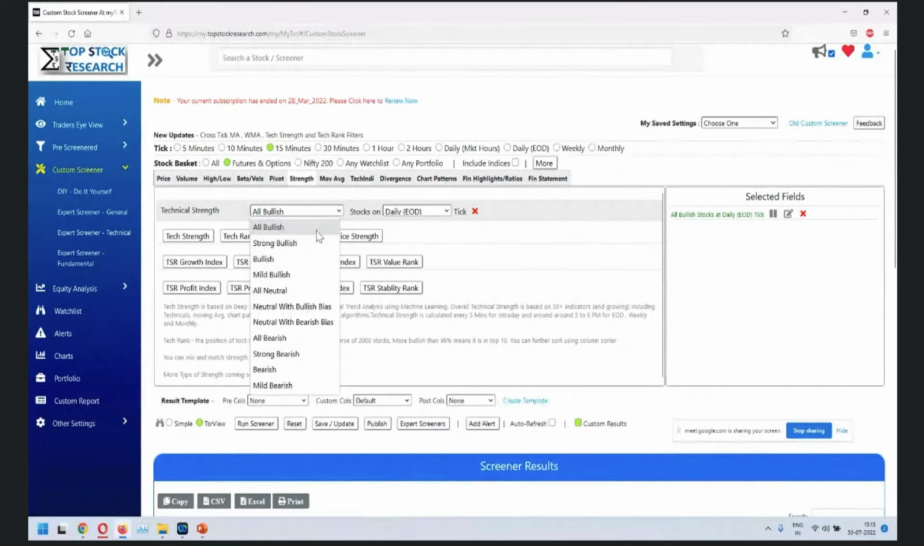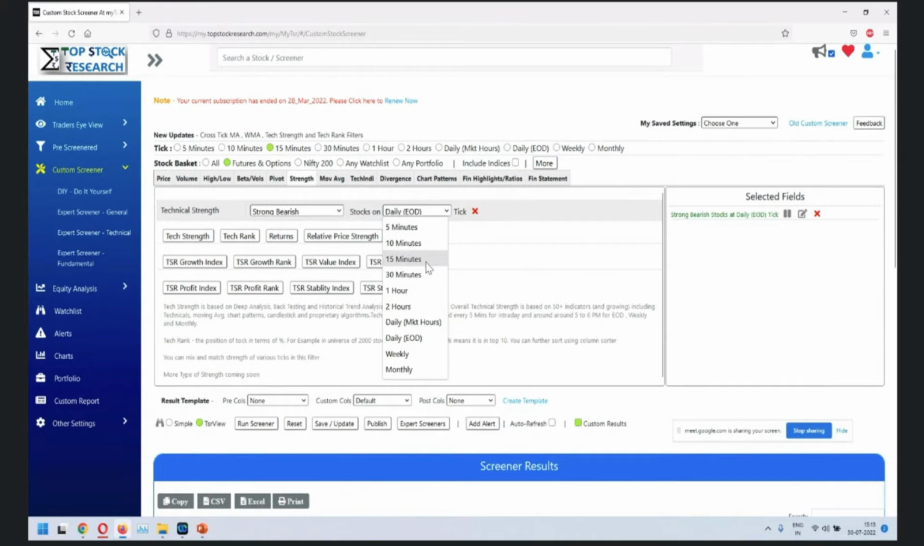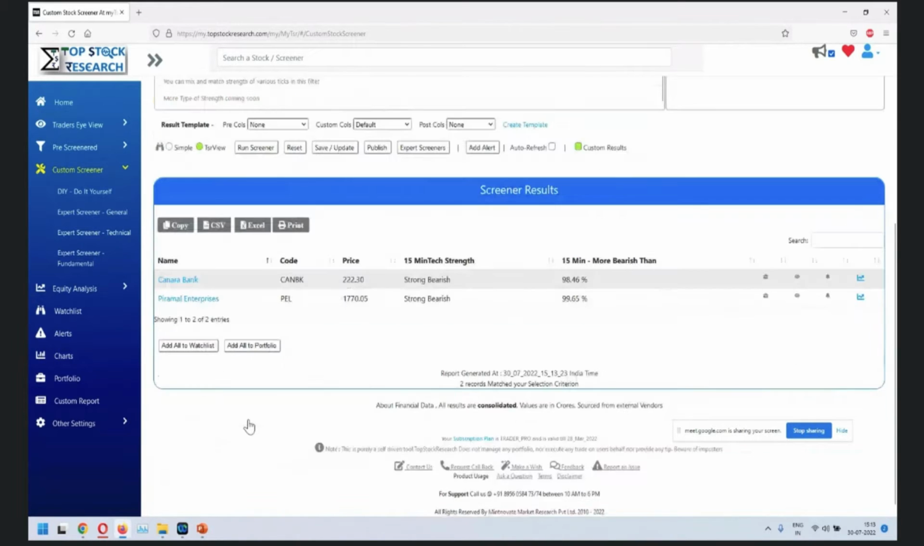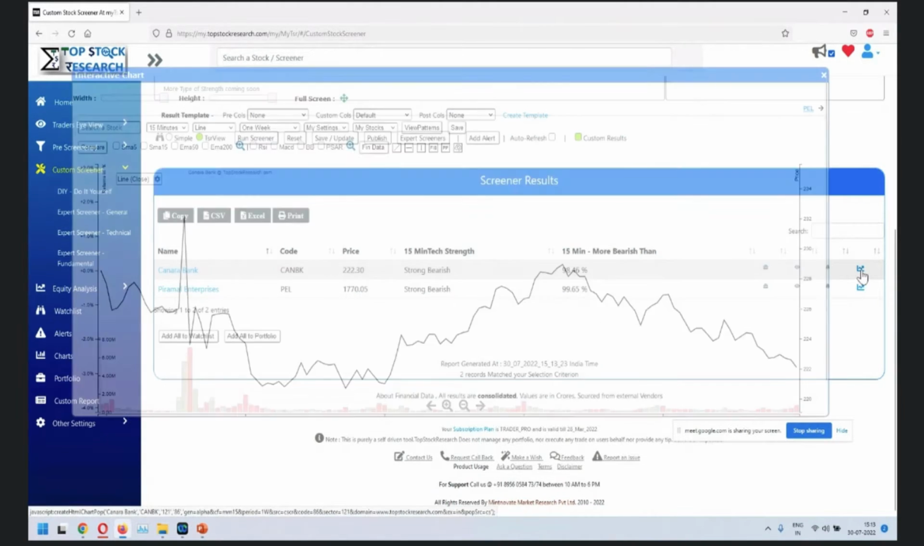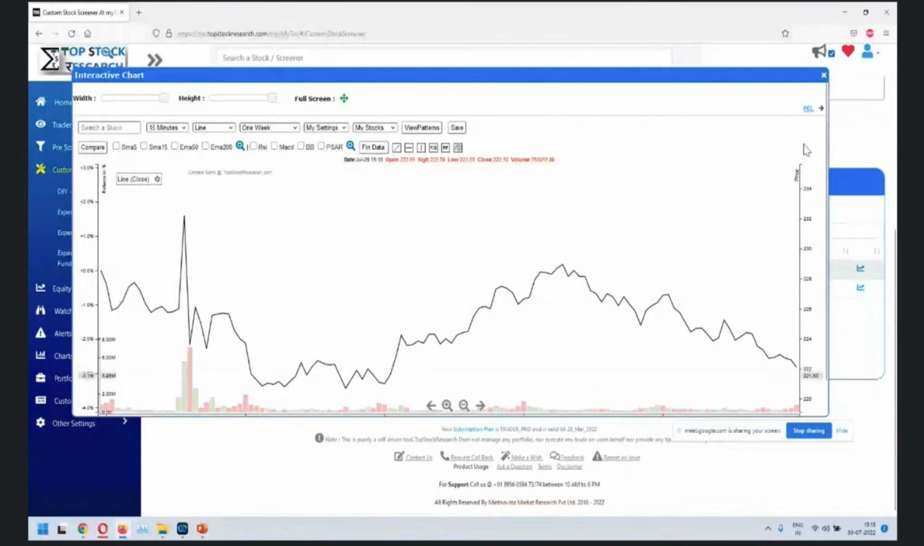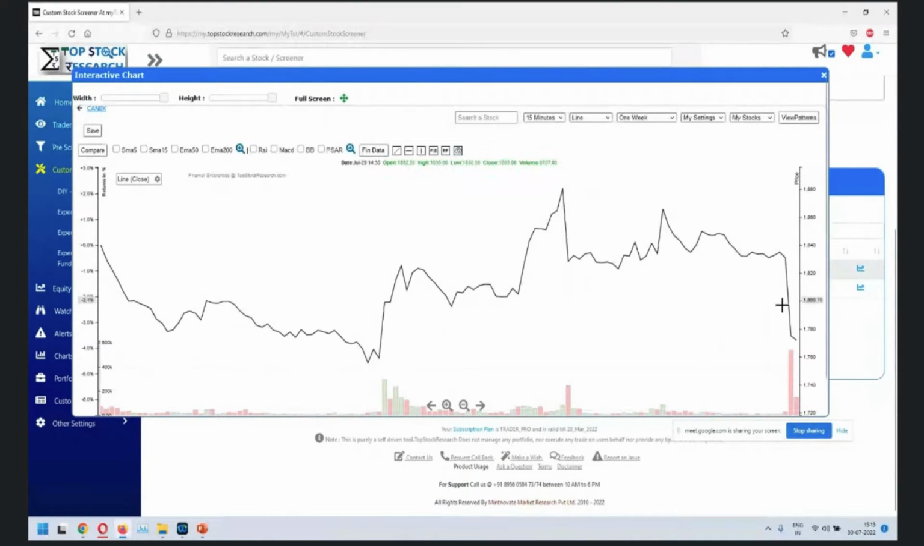You have an option of choosing strong bullish or mild bullish and other things that you're interested in. If you're looking at strong bearish, you want to do this on 15 minutes, run this. You'll find two stocks which are bearish as of yesterday on 15 minute tick. When you click on this, the stock is clearly getting down. And this one is also falling pretty steeply. So these are very bearish stocks. If you look at some of the support, resistance, and other stuff, they look very bad.